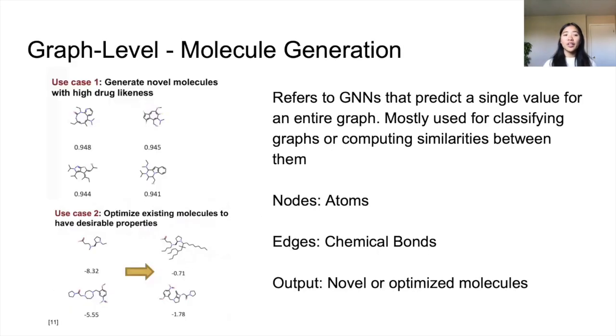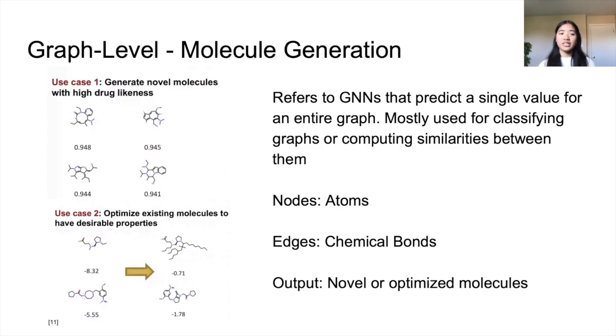The final type of output is the graph level that predicts a single value for an entire graph and is mostly used for classifying graphs or computing similarities between them. An application of this technology was released in a study by the University of Siena at the end of 2020. They wanted to use graph neural networks to generate completely new molecules. How they did this is they used graphs to represent molecules where the nodes represented atoms and the edges were the chemical bonds.